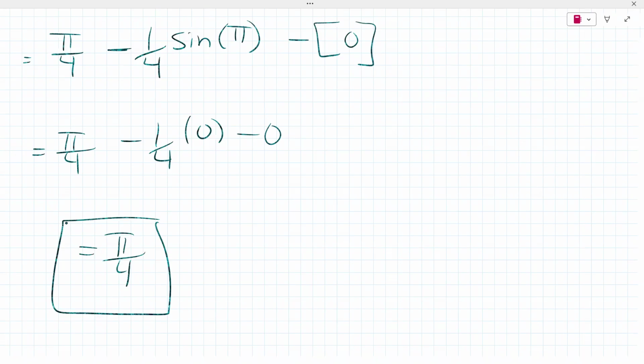Okay, so yes, that wraps it up for this section. So I'm going to stop right here.